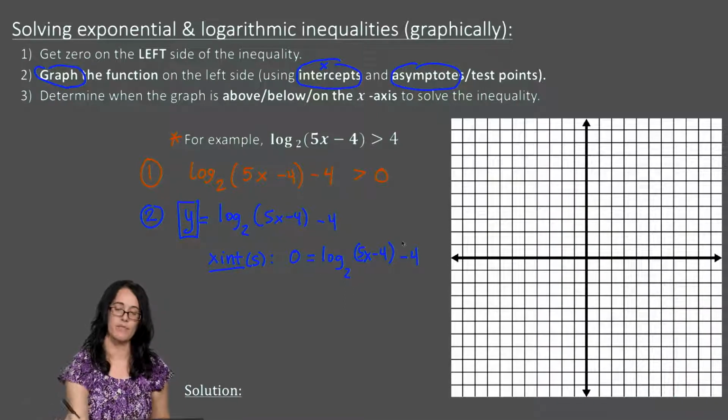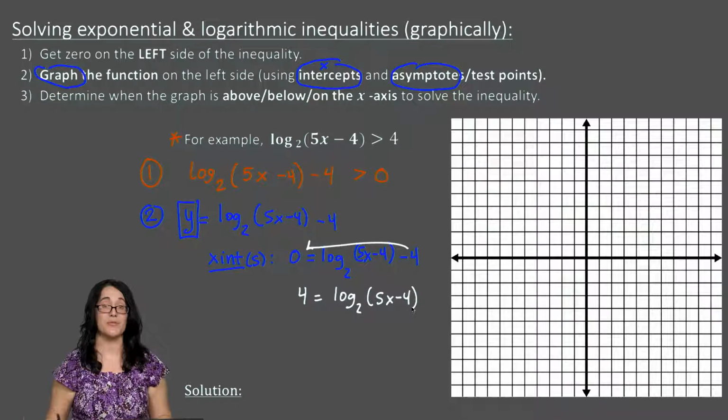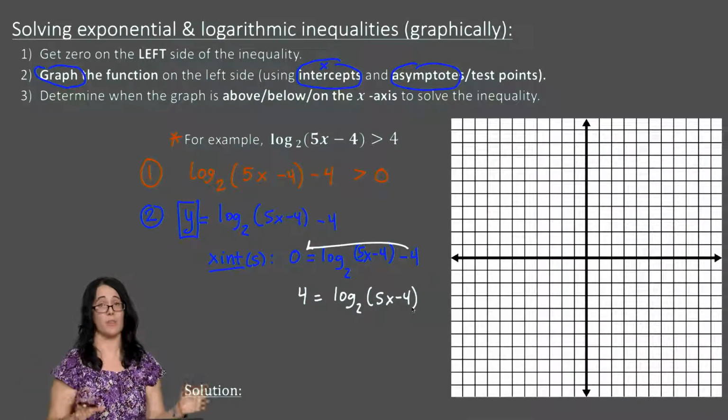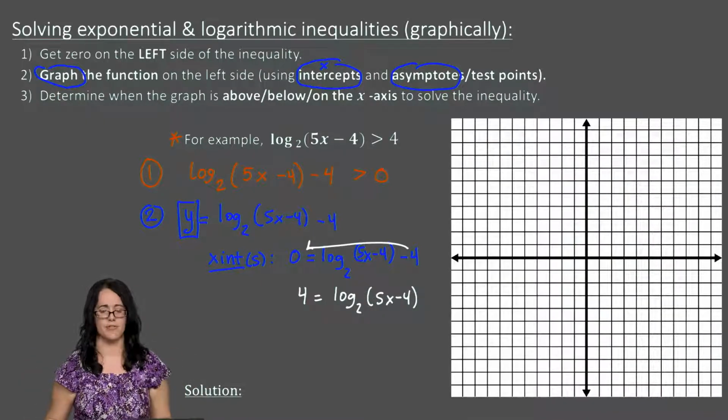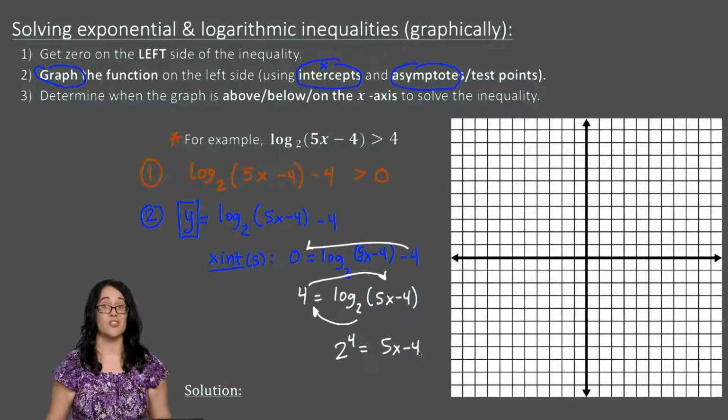That's right, you'd move the 4 to the other side. So you'd have 4 equals log base 2 of (5x minus 4). Now, this was that variety where you have a log equals a number. What did we do back in the last video to solve this type of equation? That's right, we switch back to exponential form. So the base is 2, 2 to the 4th power must equal the argument, 5x minus 4. And then we can solve that nicely, I hope.